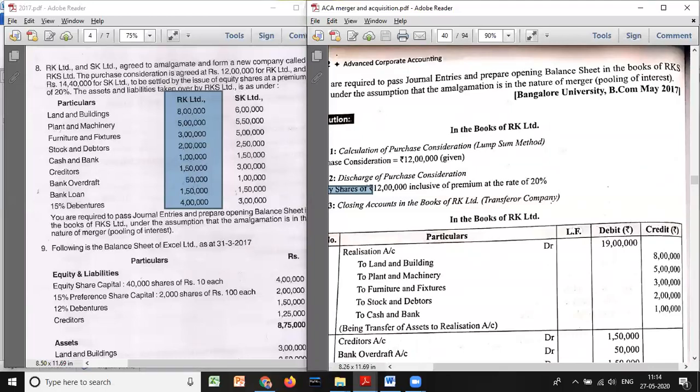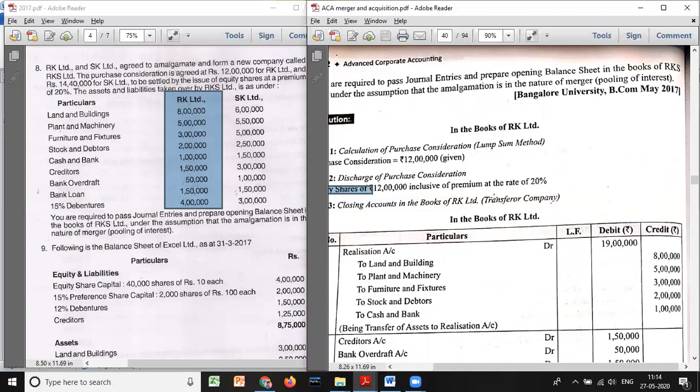You have to take all assets except fictitious assets, that is, discount on issue of shares, debentures, underwriting commission, preliminary expenses, and debit balance of profit and loss account. Apart from these, you have to take all assets. So realization account debit to land and building.